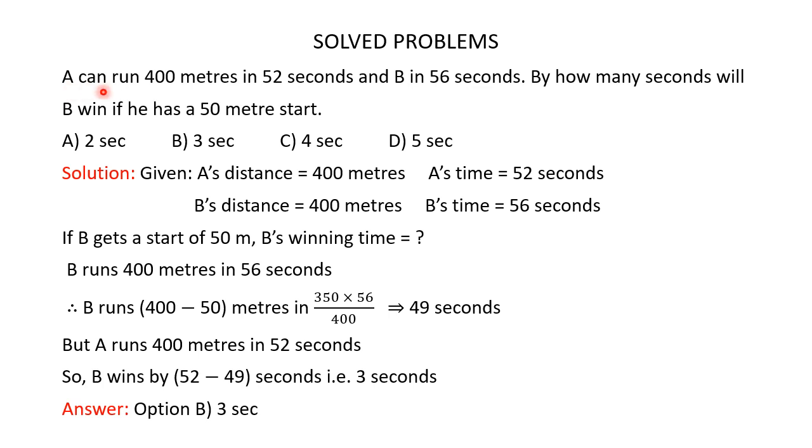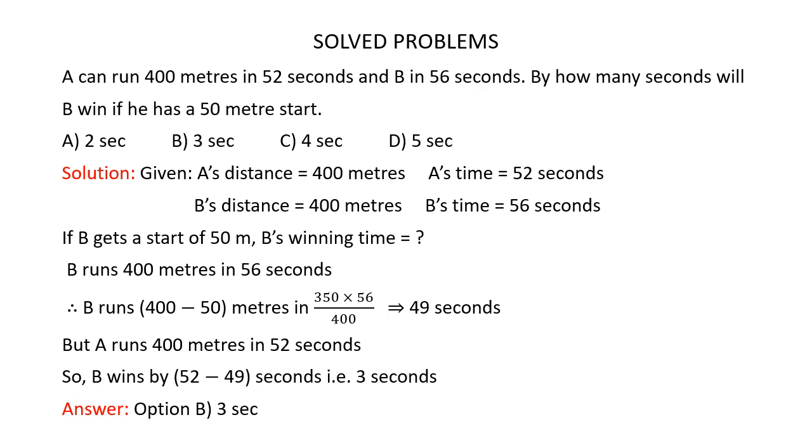A can run 400 meters in 52 seconds and B in 56 seconds. By how many seconds will B win if he has a 50-meter start? So here you are given 4 options and you have to find out which of these options is the correct one. Now it's given that A can cover 400 meters in 52 seconds, whereas B can cover 400 meters in 56 seconds. So if B gets a start of 50 meters, we are asked to find by how many seconds will B win.